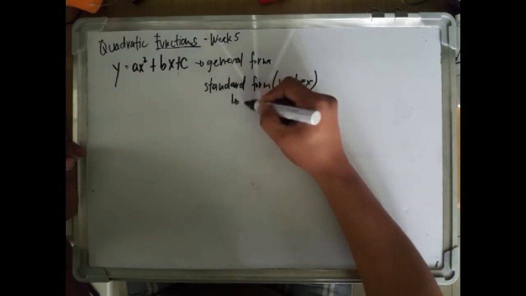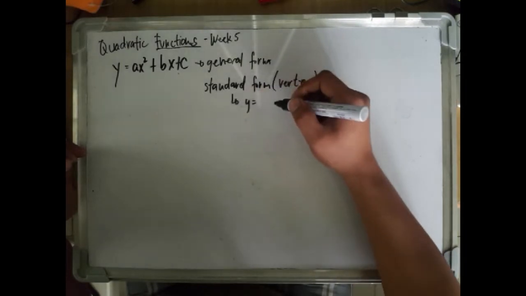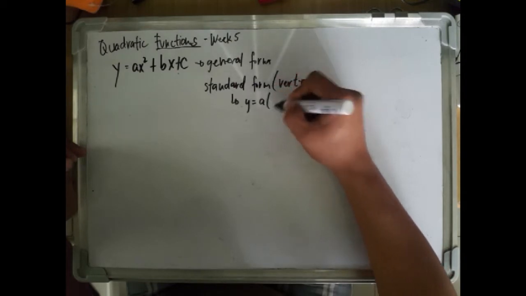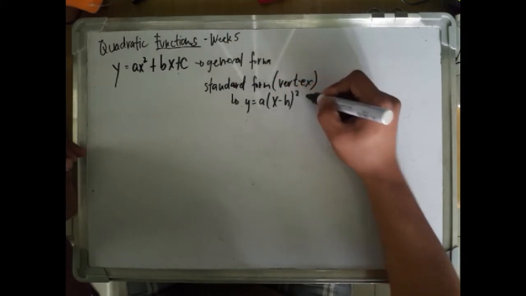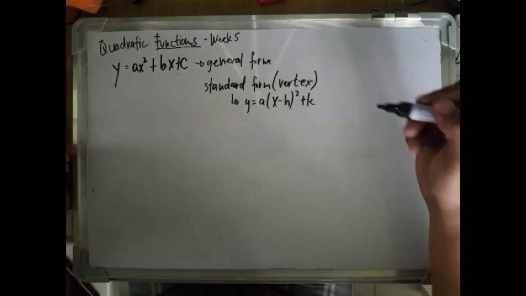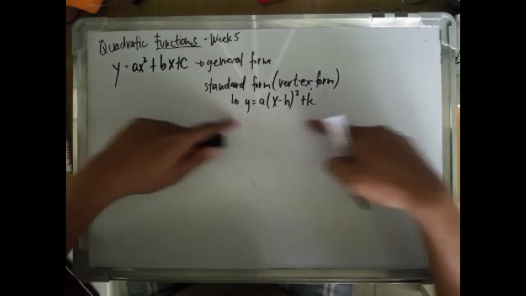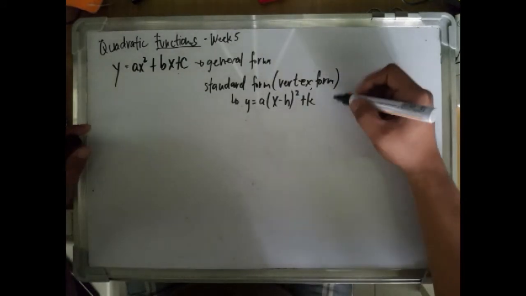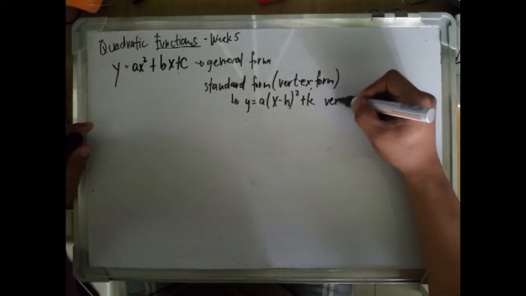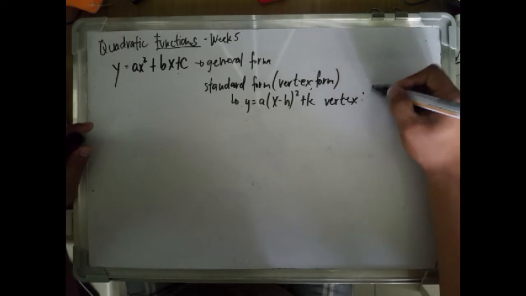It is y is equal to a times x minus h squared plus k. Bakit tinawag na vertex form? Kasi kapag nakagantong form siya, nakikita natin yung vertex. Yung vertex niya is (h, k).